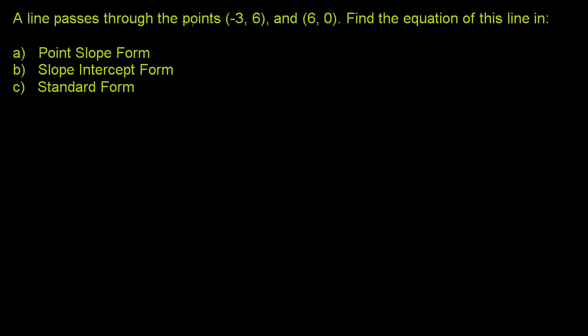A line passes through the points (-3, 6) and (6, 0). Find the equation of this line in point-slope form, slope-intercept form, and standard form. And the way to think about these is that they're just three different ways of writing the same equation. So if you give me one of them, we can manipulate it to get any of the other ones.